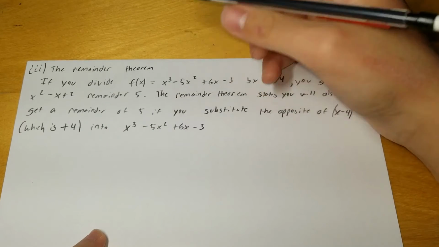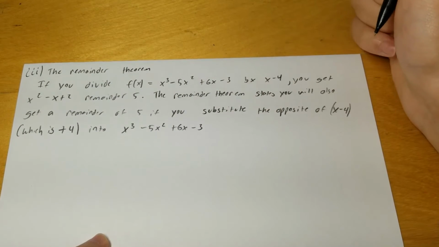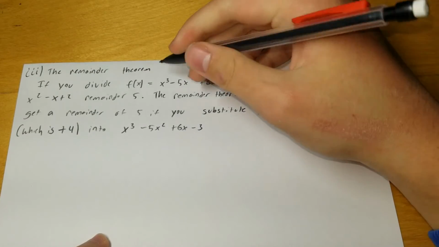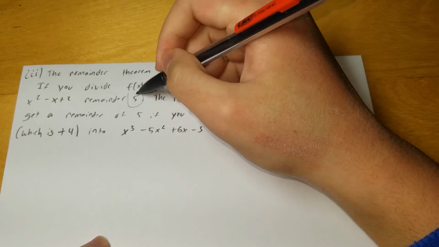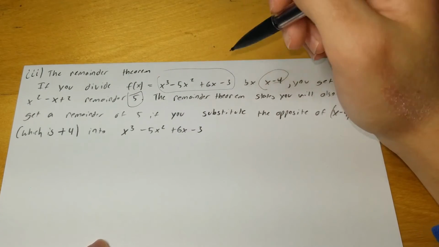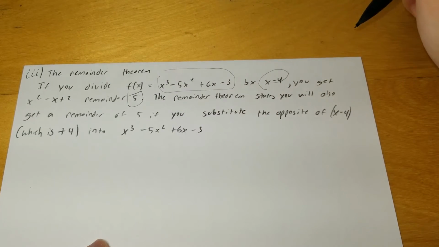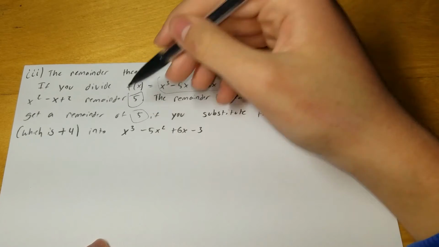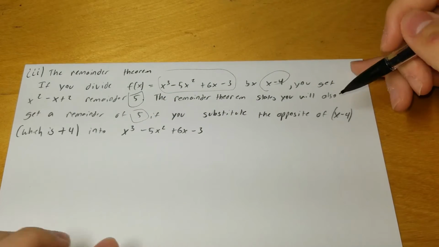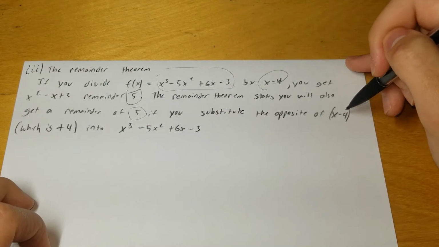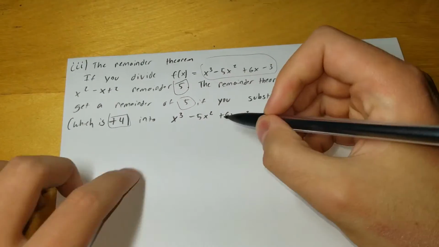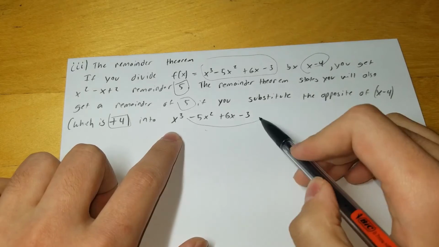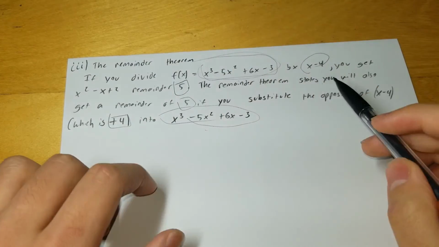Let me explain this better. If you divide this by this and you get a remainder of 5, the remainder theorem also states that you would get a remainder of 5 if you substitute the opposite of x minus 4, which is positive 4, into the equation that you solved, which is this one right here, and you get the same remainder.